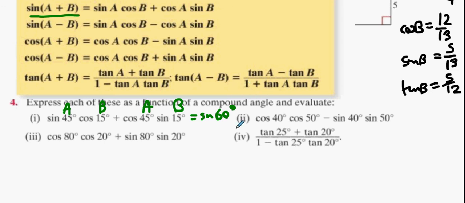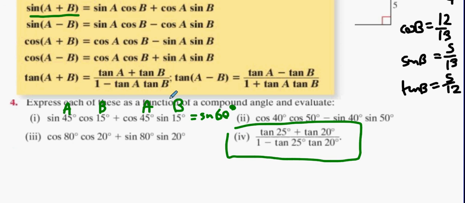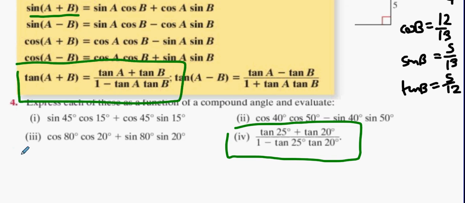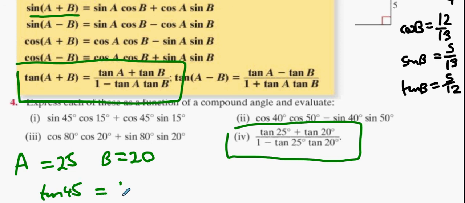What does part 4 look like? Anybody? Part 4, what do you think that looks like? Tan A plus B, doesn't it? It looks a lot like this one. And what's A? And what's B? And then what's A plus B? Tan 45, and when you throw it into the calculator, the answer is 1. That's what it means by evaluate. So I want you to write down tan 45, and then I want you to write down 1. Are they a bit easy? Question 4, that is. Right, question 4 is easy.